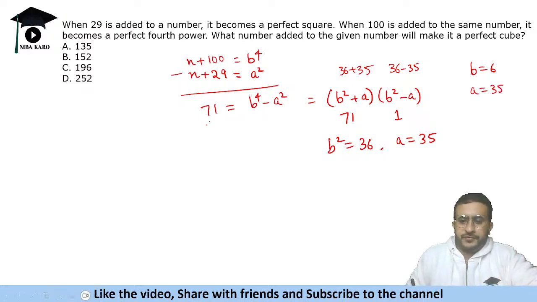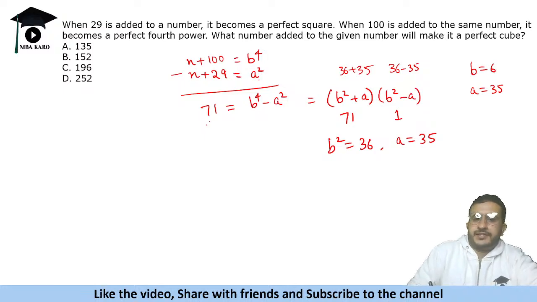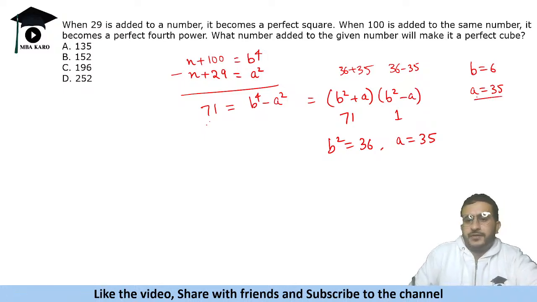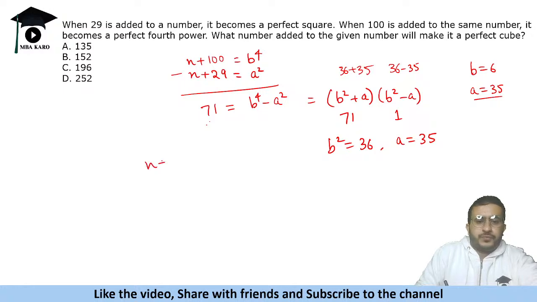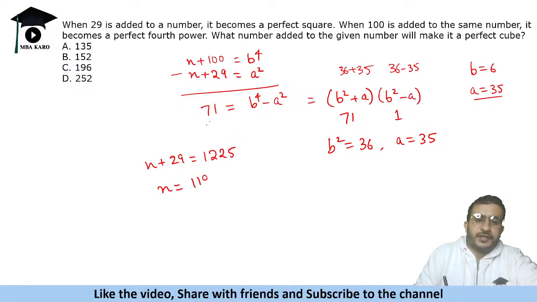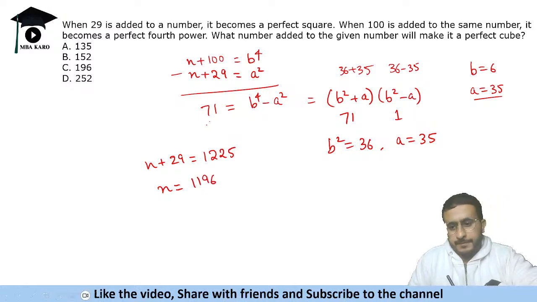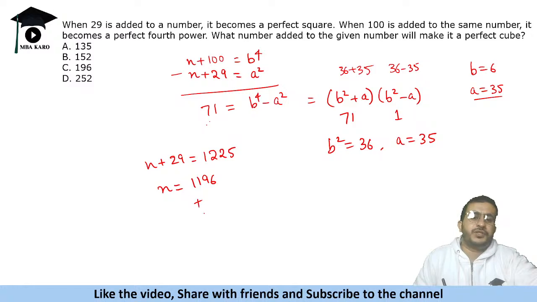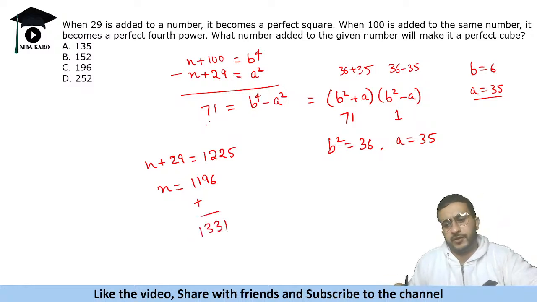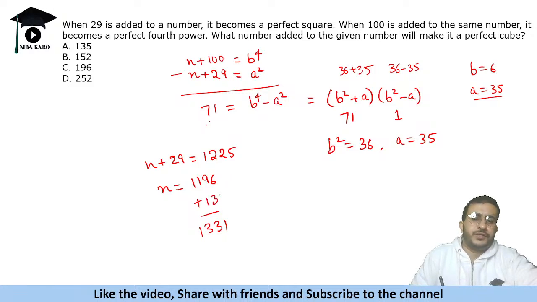So you can take any of these, right? Let's take a is 35, so n plus 29 is 35 squared. What is the square of 35? The square of 35 is 1225. So n is 1196. Okay, on 1196, which number will you add to make a perfect cube? 1331 is a number which is a perfect cube, so the answer is 135.